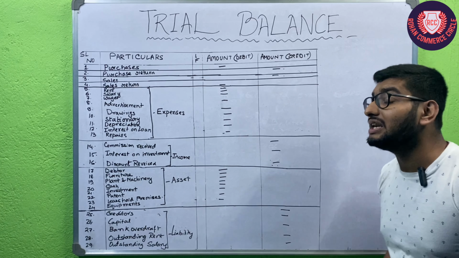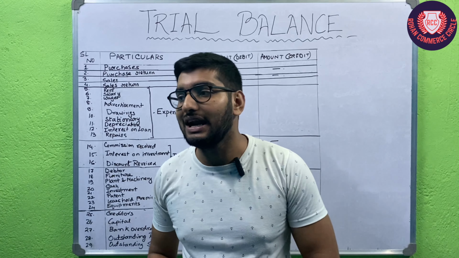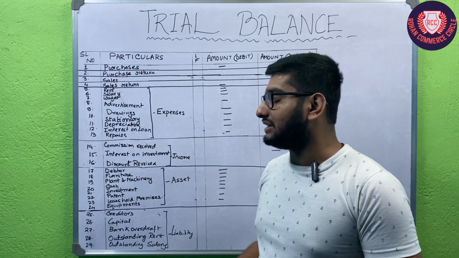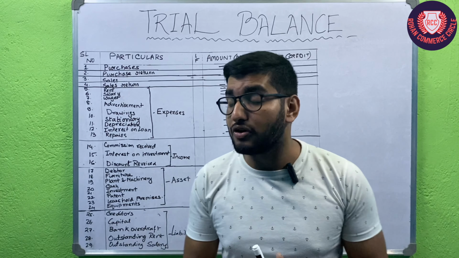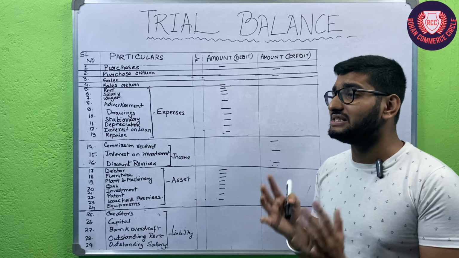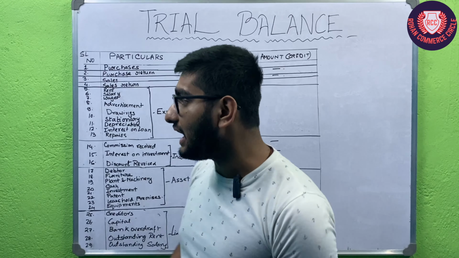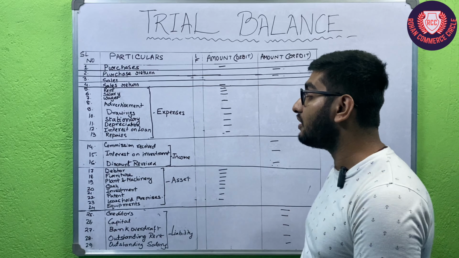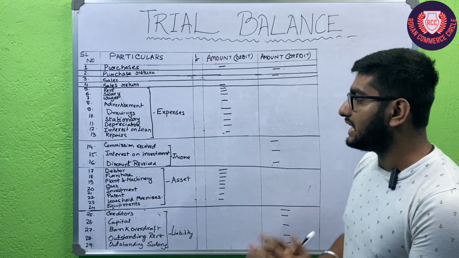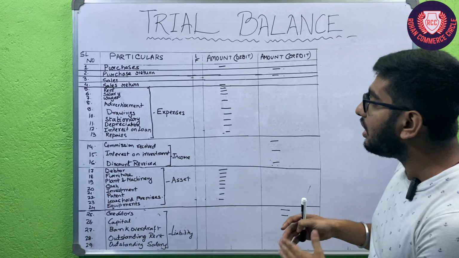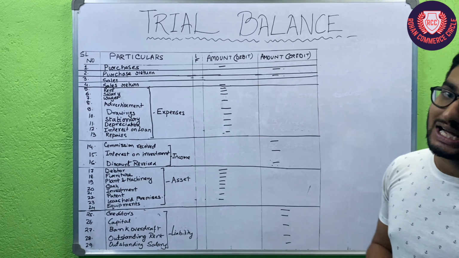Next is interest on investment. That means a business has made an investment in certain shares or something like that, and the business has received interest on that investment. So that is income. Okay. Next is discount received. That means we have bought some product and we have received a discount for that. So that is what discount received is. So that is also income. So according to the rule, all incomes have credit balance. That's why we have written it on the credit side.